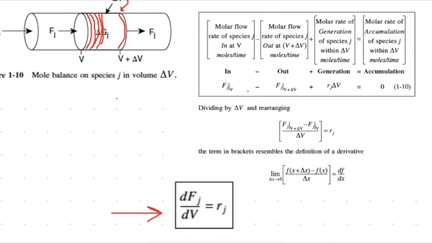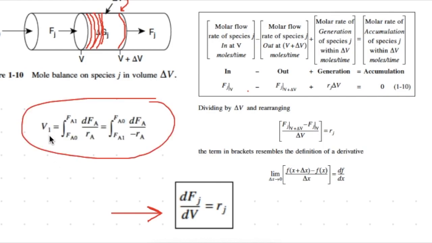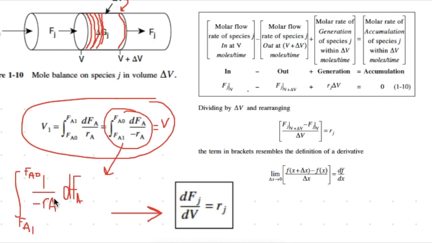This is the differential of our final flow rate with respect to volume is equal to the rate of the reaction of species J. And in case we wanted to solve for volume, this equation can be rearranged and integrated to give us this. Volume is equal to the integral of -1 over RA with respect to flow rate. This can also be written as this. So the 2 important equations that I would take away for PFRs are these 2.